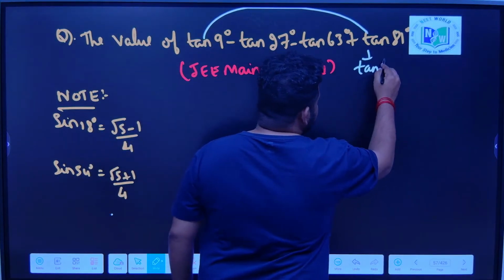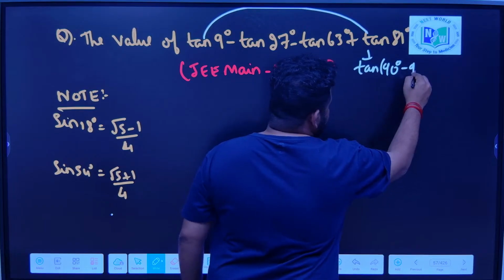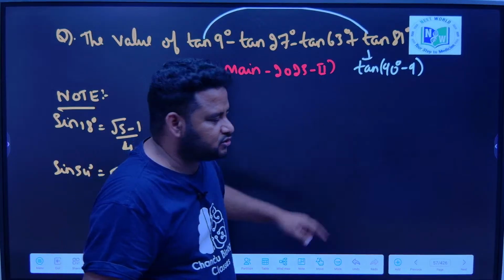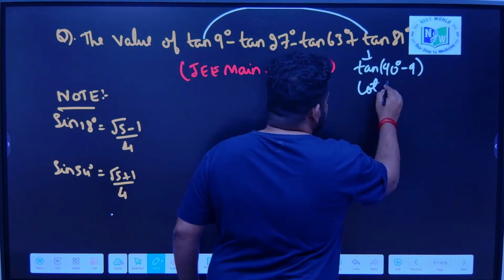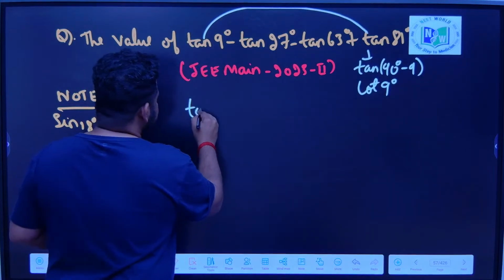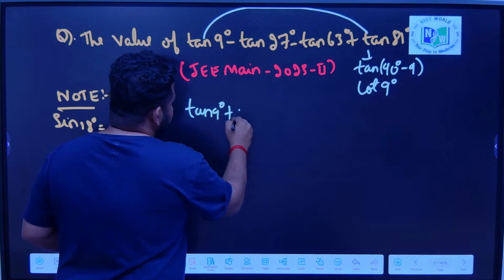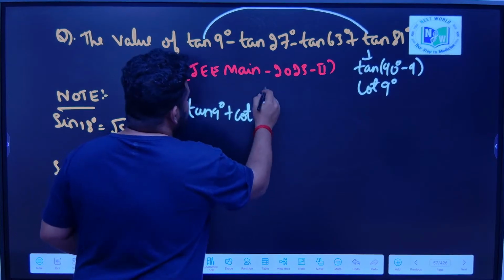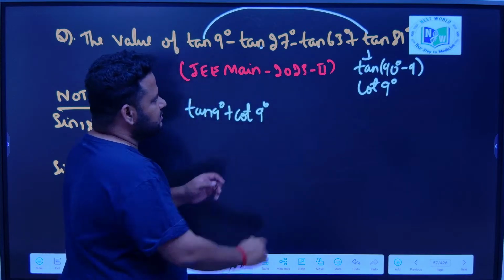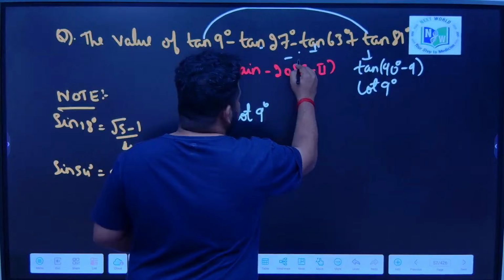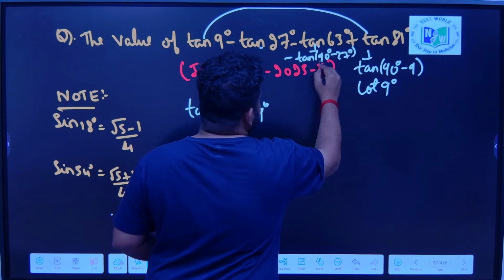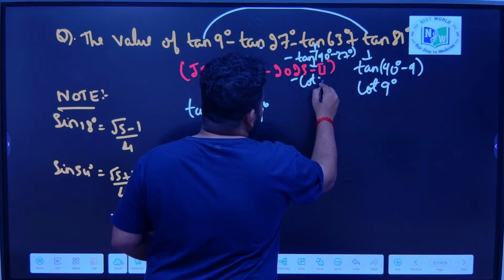Tan 90 minus 9. So 90 is an odd multiple of 90, so tan will change to cot. So this will become cot 9 degree, because it is in the first quadrant, it is positive. So I can write it as tan 9 degree plus cot 9 degree. Similarly, for minus tan 27 degree, this tan 63 degree can be written as tan of 90 minus 27. This becomes cot 27 degree.